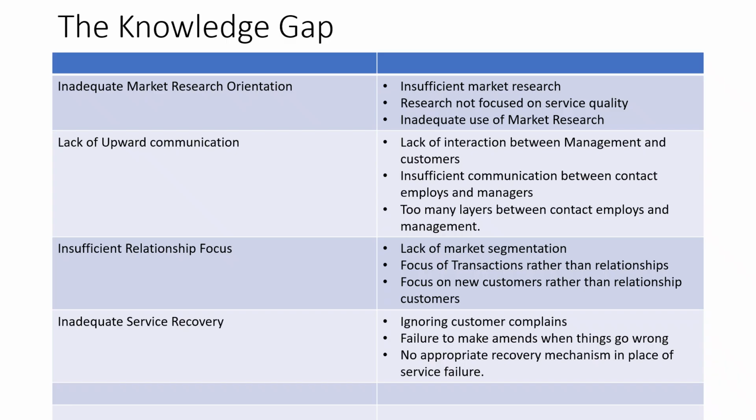And sometimes there are too many layers between contact employees and the management. This is also very common. There are many supervisors or departments between frontline staff and top management, and therefore this creates delays or distortion or loss of customer information before it reaches decision makers or reaches the managers.